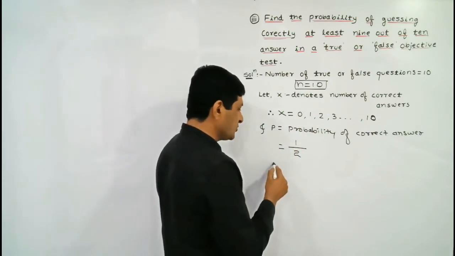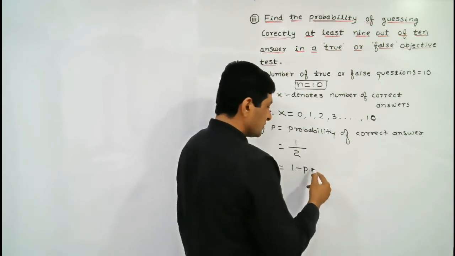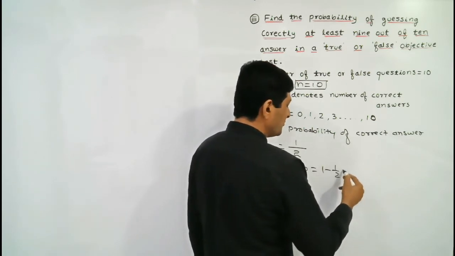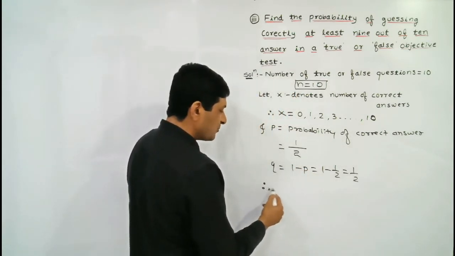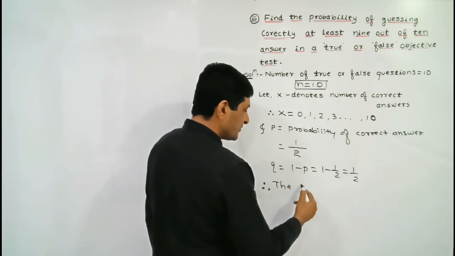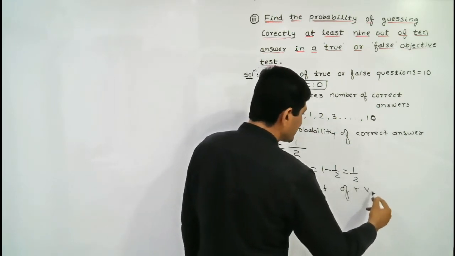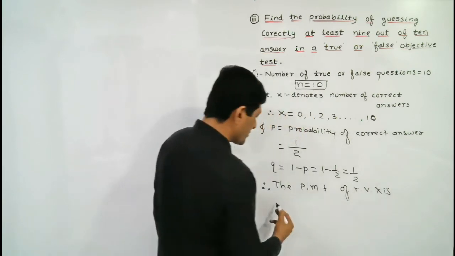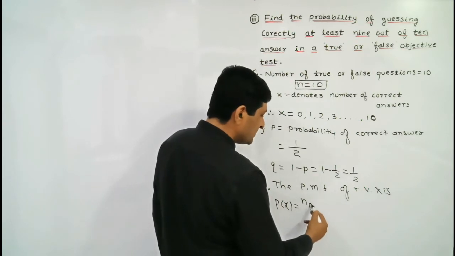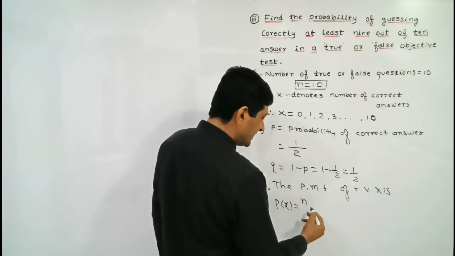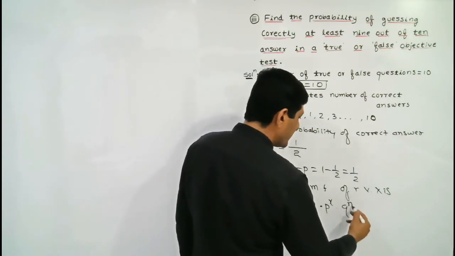Once the value of p is known to us, then find out the value of q. q will be equal to what? 1 minus p. So which is equal to 1 minus 1 by 2, which is equal to 1 by 2. Once the values of p and q are known to us, then define the probability mass function. So therefore the probability mass function of random variable x is, what is the formula to find the probability mass function? P of x will be equal to nCx into p raised to power x into q raised to power n minus x.